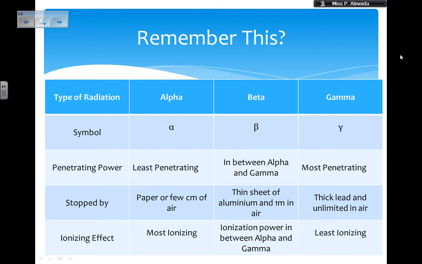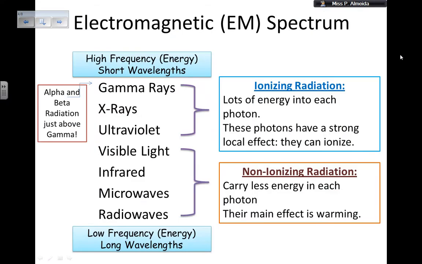So this table is something that you need to know by heart, okay? So you need to understand this well. You also need to know well what stops alpha, beta, or gamma, okay? So, why is this important?